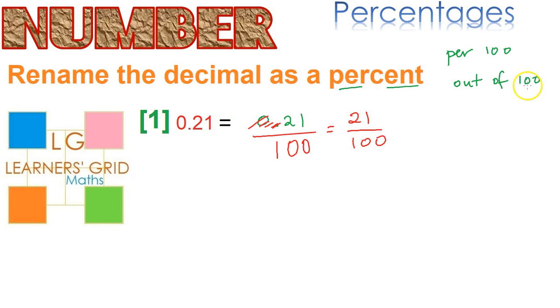So a percent is out of 100. This is out of 100. 21 out of 100. 21 over 100. So the answer is, as a percent, 21%.